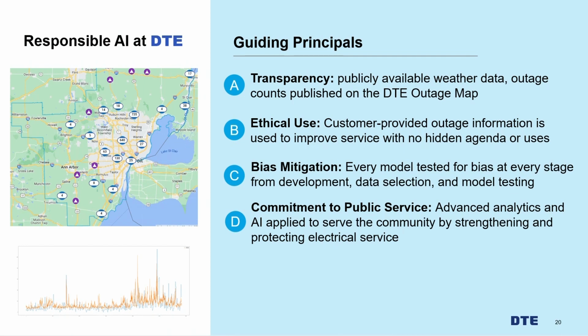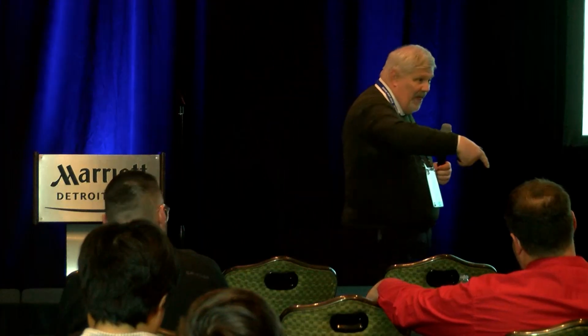Even the outages, they're available on a website called DTE Outage Map. If you want to look at it, how many outages, some of you, I see people nodding their heads. So the outcome is something that's publicly available. The input weather data is something that's publicly available. So there's transparency and the ownership of the data.